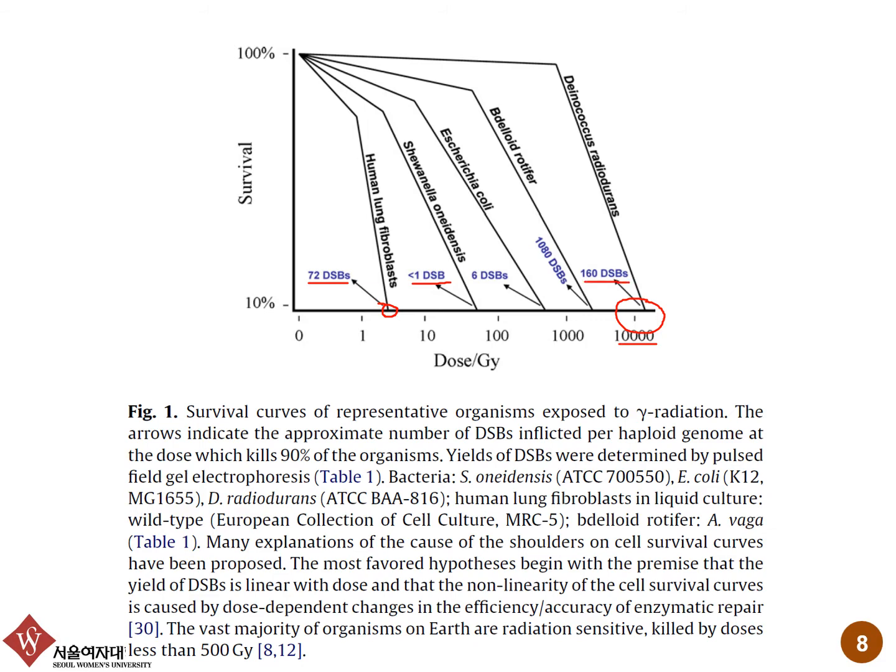So by comparing the human and Deinococcus radiodurans, the dose of gamma radiation is very low for the human, but even the low dose makes several double-stranded breaks, which lead to cell death.